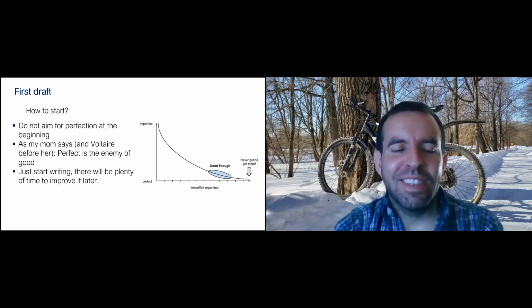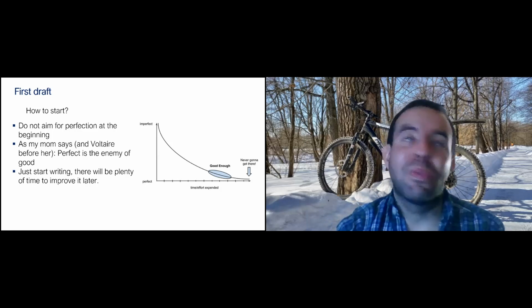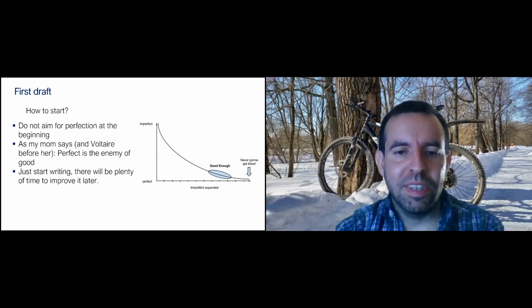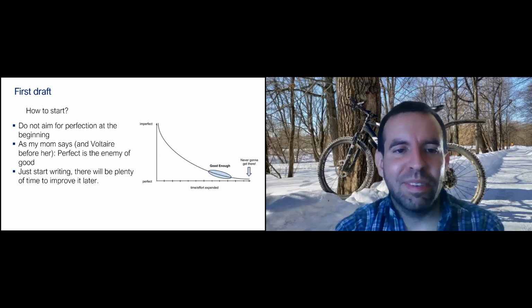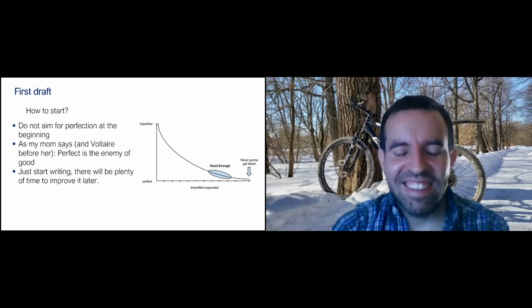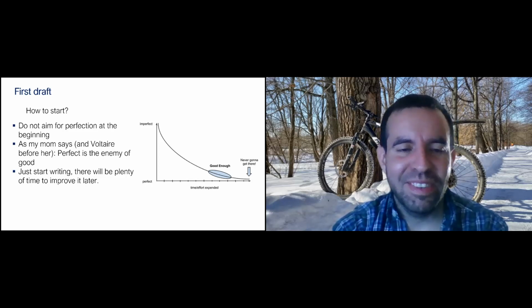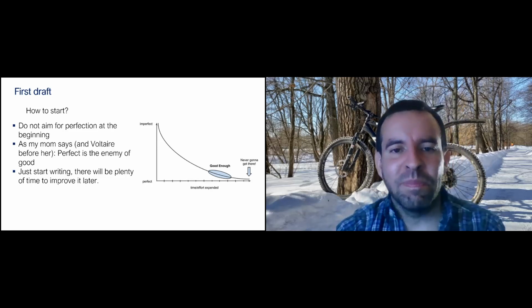And then a friend of mine told me, okay, try not to aim for perfection, just start writing something, and then you will have time to improve it later. And I think that was a very good piece of advice from him. Also, as my mom says, well, and then I started Googling this quote, and I realized that Voltaire said it a few centuries before my mom, but at least this is something I heard from my mom first, that is, perfect is the enemy of good.